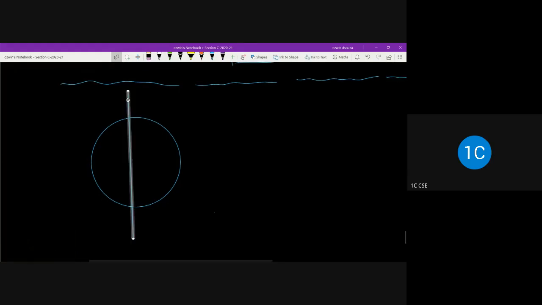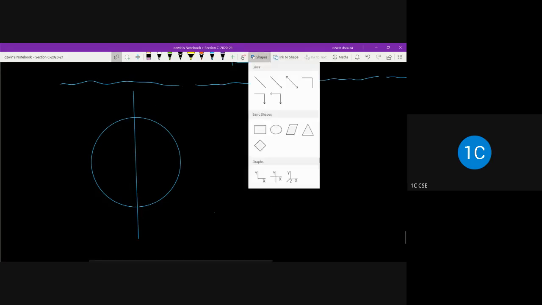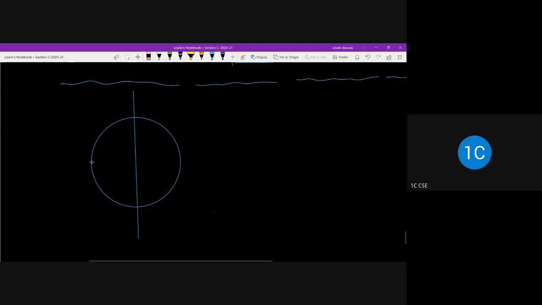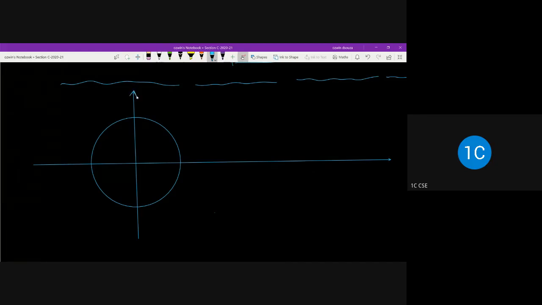So let's say this is our y-axis, and let's say this is our x-axis. Sir, when we say that an EMF is induced, where exactly is it induced? In the conductor. In the conductor it is induced. Okay, sir.